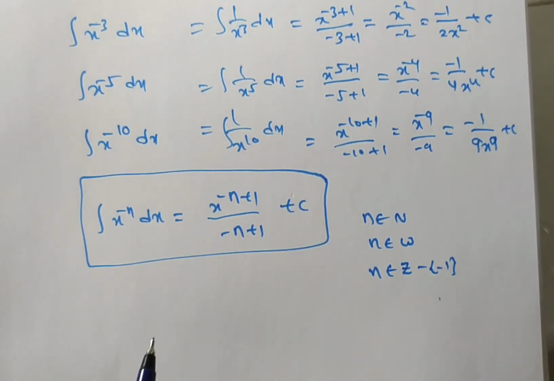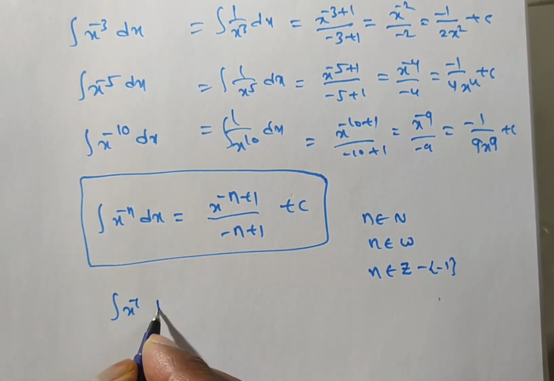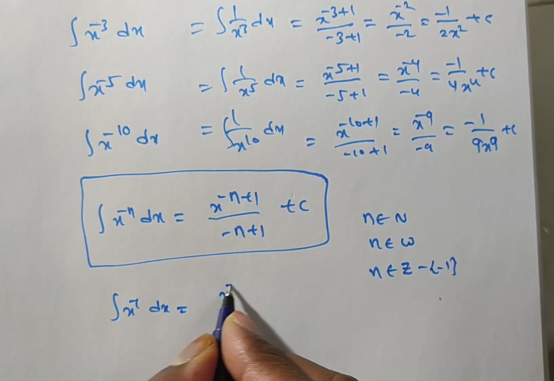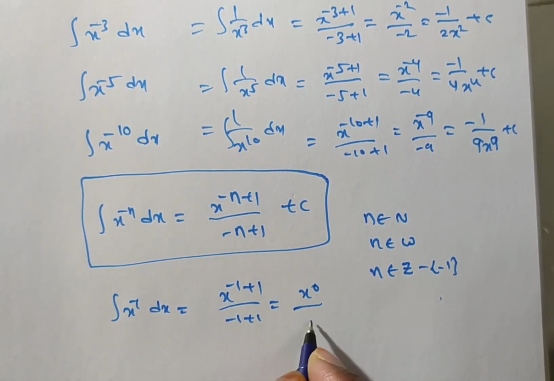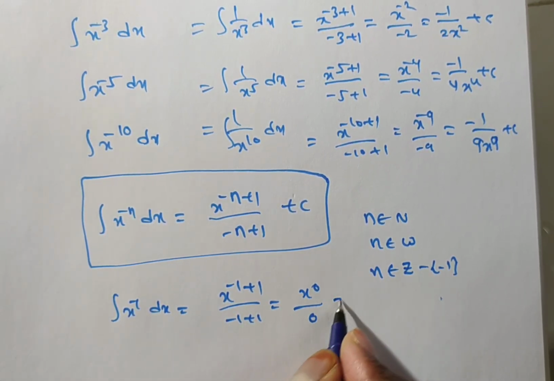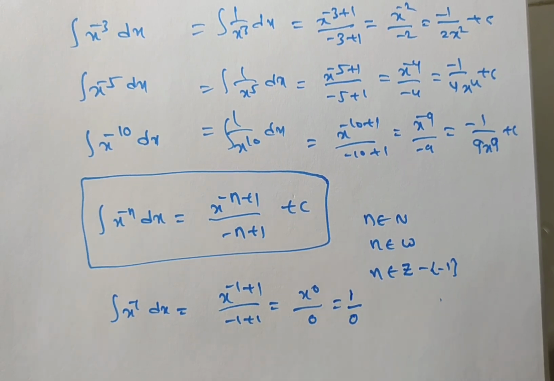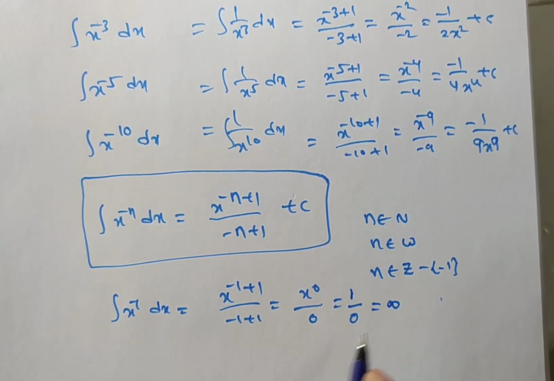If you take minus 1, what will happen? You see, integral of x power minus 1 dx means x power minus 1 plus 1 by minus 1 plus 1. In this case x power 0 by 0: what is x power 0? 1. But 1 by 0 is not infinite in this case, it is nothing but not defined. Not defined.